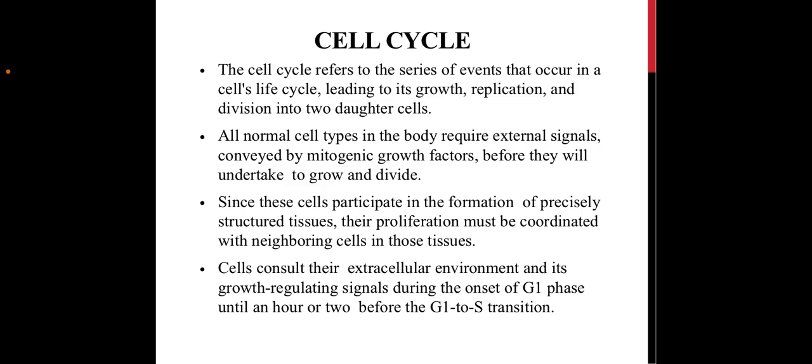All normal cell types in the body require external signals conveyed by mitogenic growth factors before they will undertake to grow and divide. Since these cells participate in the formation of precisely structured tissues, their proliferation must be coordinated with neighboring cells in those tissues. Cells consult their extracellular environment and its growth regulating signals during the onset of G1 phase until an hour or two before the G1 to S transition.